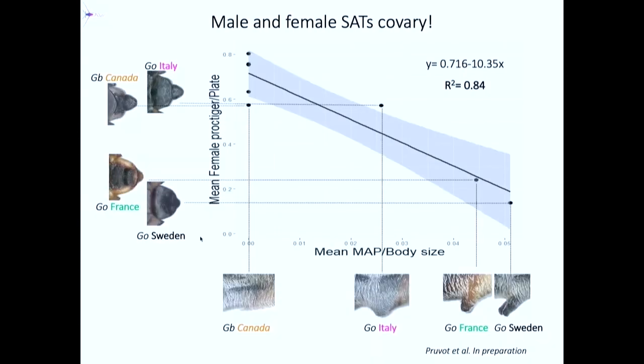So we sampled a few more populations, and we did a correlation between male trait and female trait. This is the female trait here on this axis, this is the male trait here, and you can see that this correlation holds in a very strong way. So this shows that it's most likely a pattern of correlated evolution between males and females.